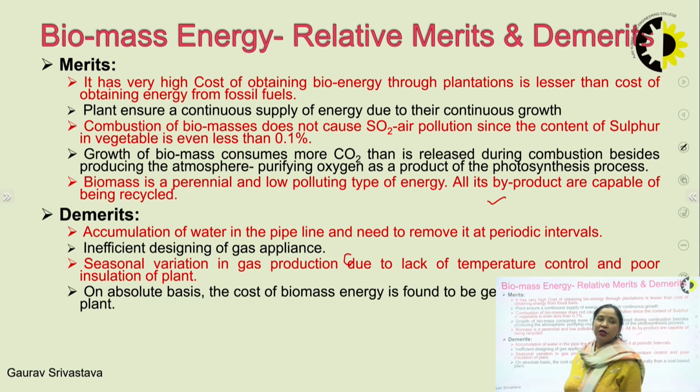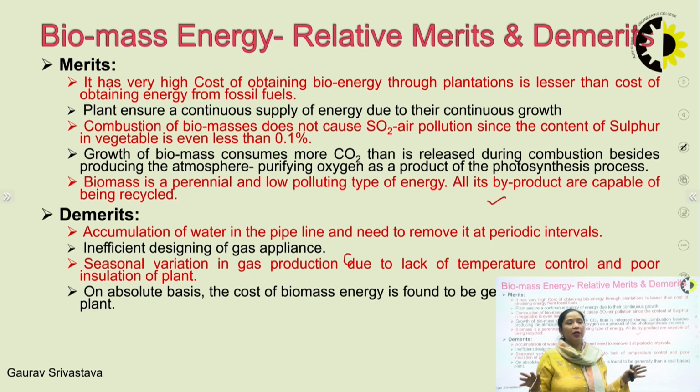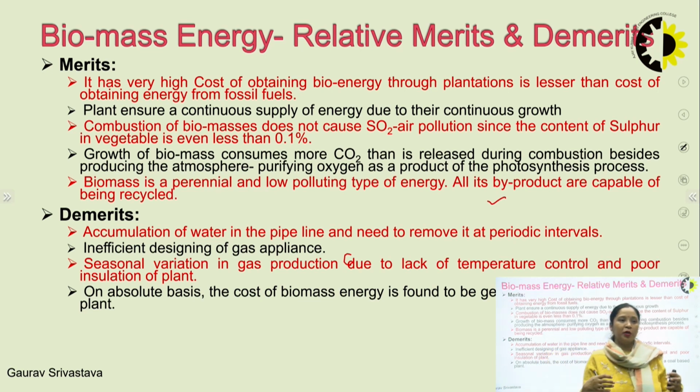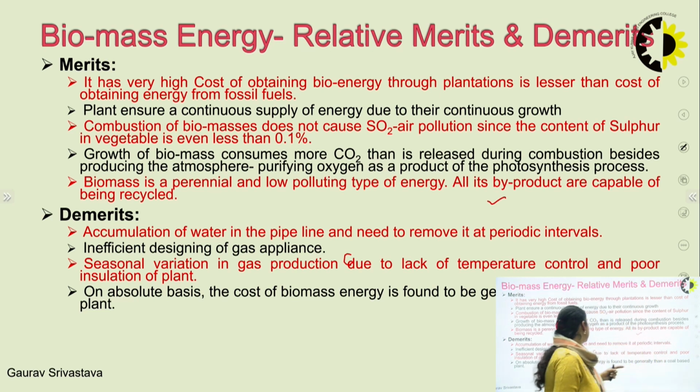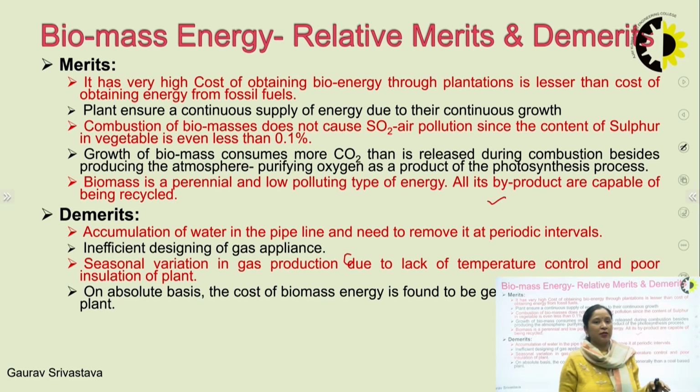Demerits: accumulation of water in pipes. When we have biogas generators, sludge gets accumulated in the pipelines and it creates a little bit of fuss. Seasonal variation of gas due to lack of temperature, since biogas fermentation requires a high, optimum temperature. If there is a low temperature, there is no fermentation. In summers we have high fermentation, and poor insulation is also there.